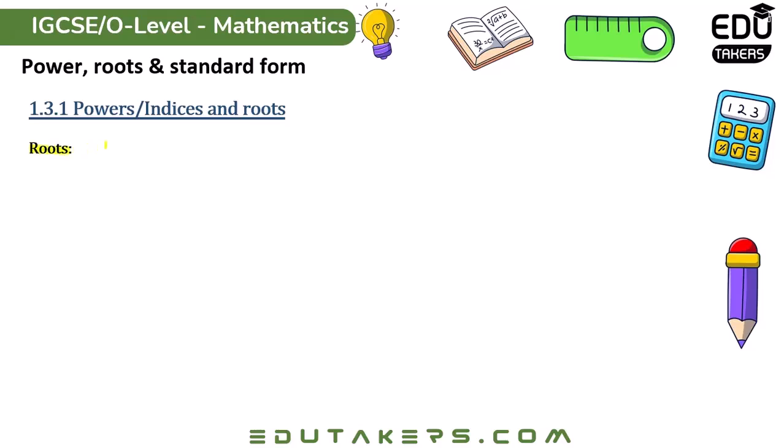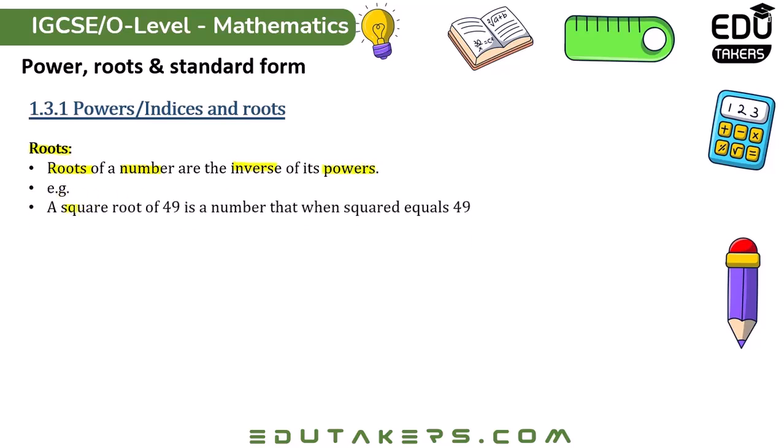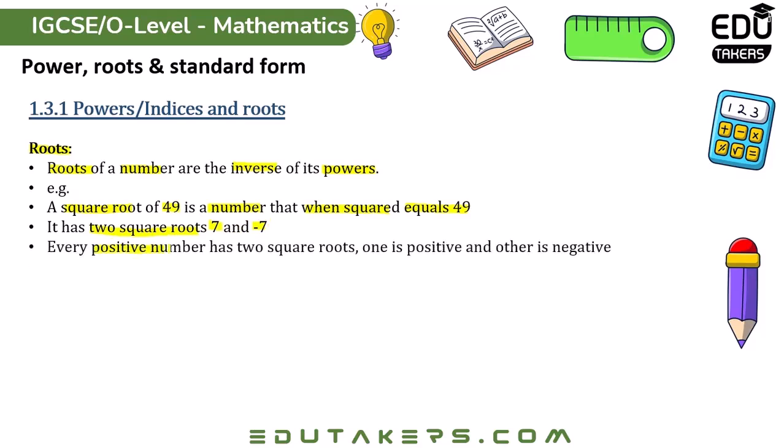Next is roots. Roots of a number are the inverse of its powers. For example, a square root of 49 is a number that when squared equals 49. It has two square roots, 7 and -7. Every positive number has two square roots. One is positive and the other is negative.